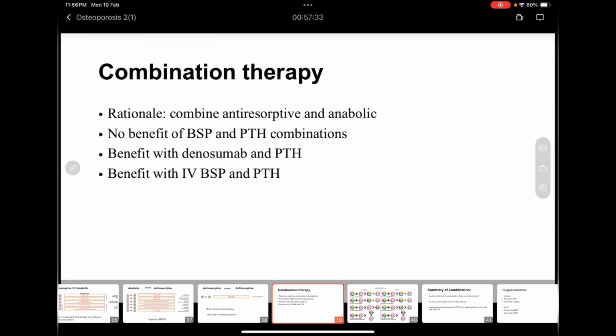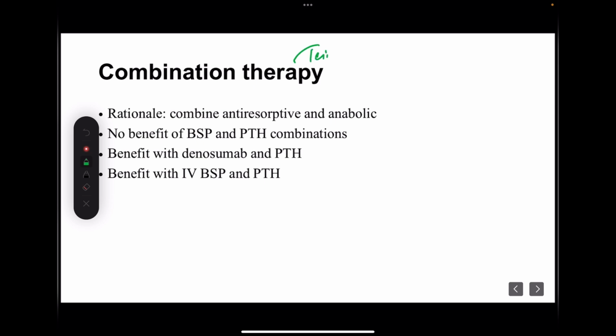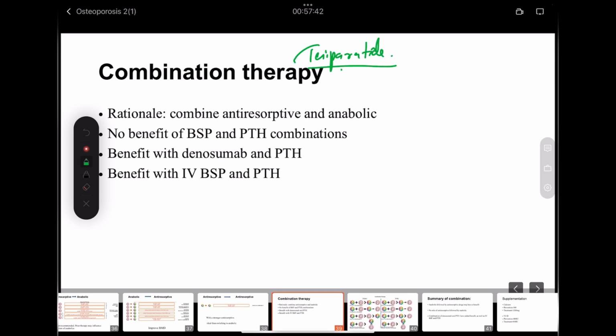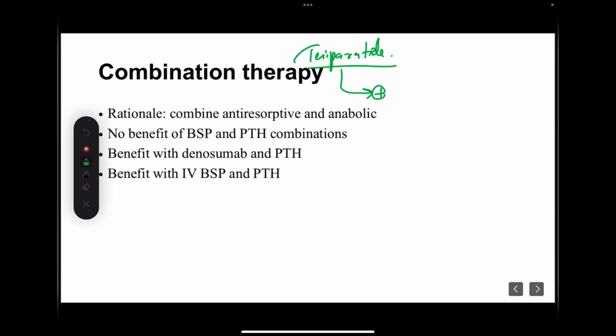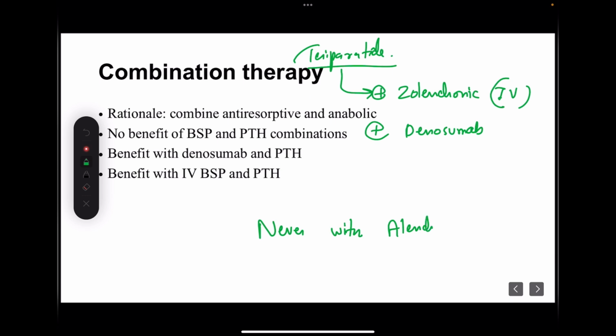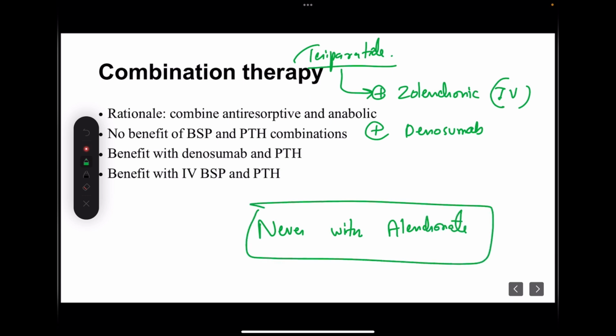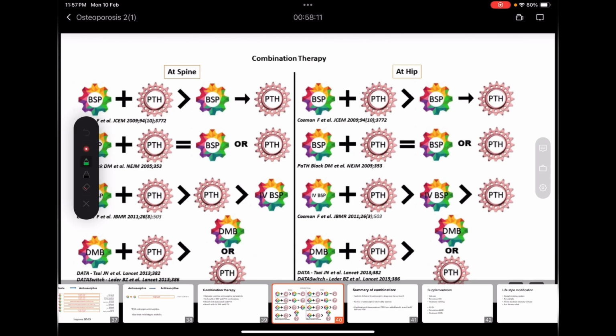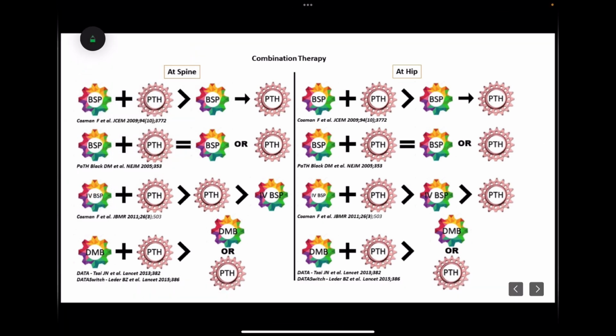Coming to the combination therapy, the patient was on teriparatide and again has a neck of femur fracture. So what should we do now? We can combine it with some other drugs. This study says that teriparatide can be combined with zoledronic acid, that is IV, and it can also be combined with denosumab, but never with oral counterparts.